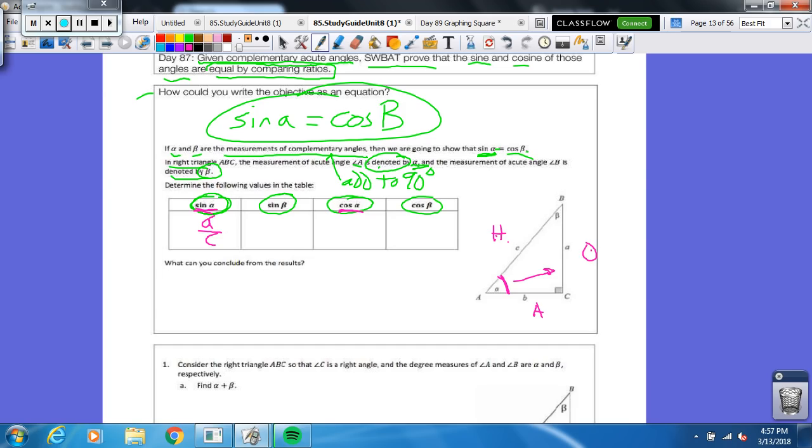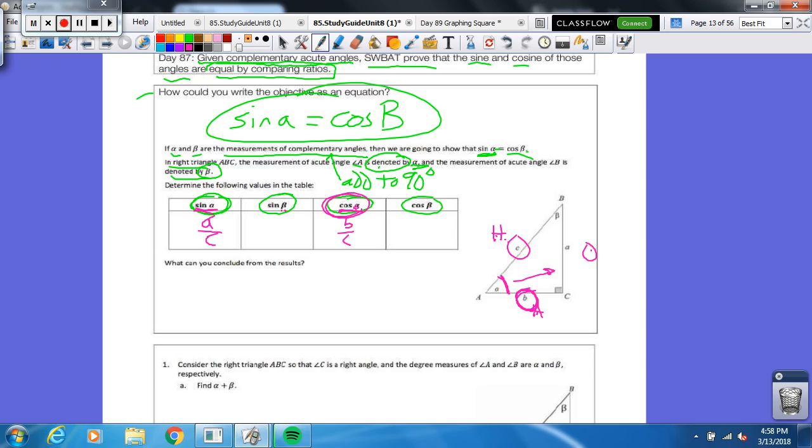Now what do we have? We need to find the cosine of alpha. Since I'm looking at alpha as my reference angle, I'm going to stay here. I'm going to skip over this one for right now. So that's going to be the adjacent side to alpha, so it's B over C. B over C. Okay, cool.